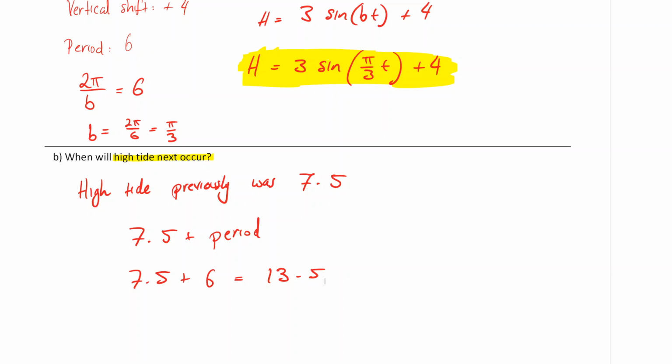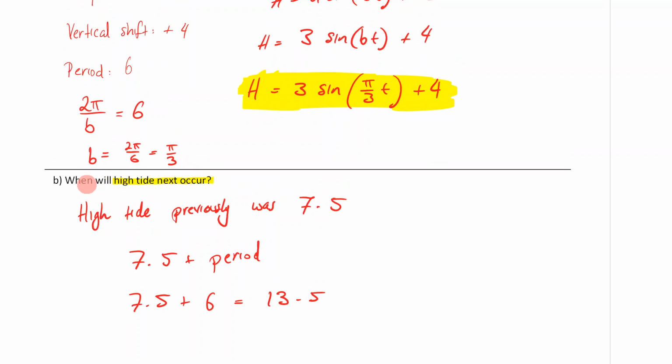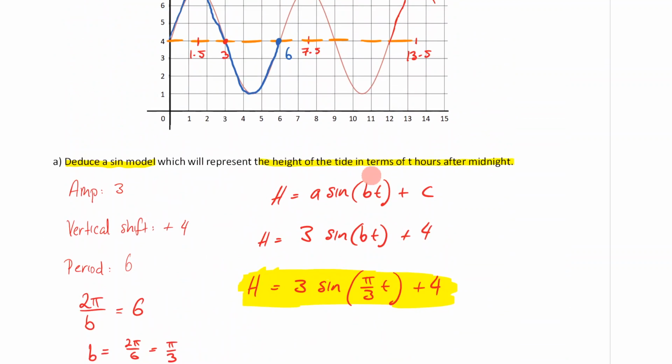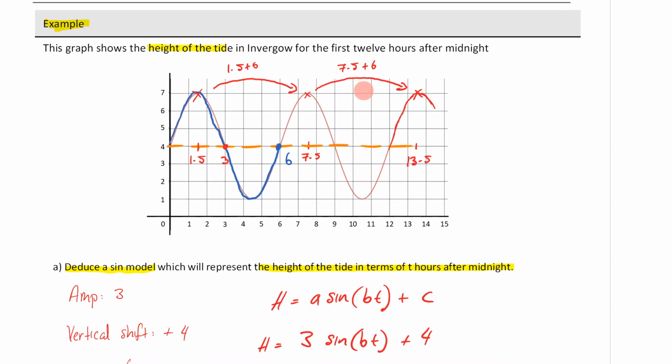Now, when you're dealing with these application type questions, it says, when will the high tide next occur? You have to make sure that you actually write down the high tide will next occur at t is equal to 13.5, which is, now take note of the fact that we've been told that in Evergrow, this is from the first 12 hours after midnight. The first 12 hours after midnight. So if I'm at 13.5, that's 1:30 p.m.